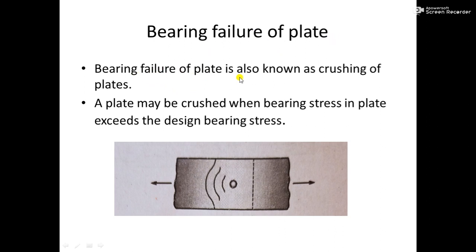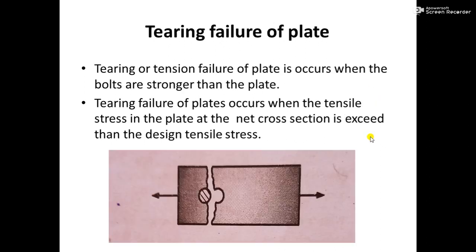The bearing failure of plate is known as crushing of plates, where the plate goes on crushing, its strength reduces, it goes on weakening. A plate may be crushed when the bearing stress in the plate exceeds the design bearing stress. That is, if the plate is designed for a certain stress and the stress exceeds its limits, then bearing failure of plate occurs. Then tearing failure of plate.